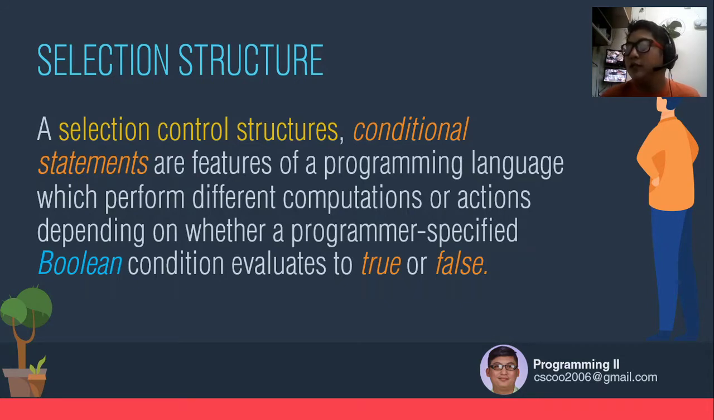The selection structure is a conditional statement, a feature of programming languages which performs different computations or actions. There is a certain identification of the block that needs to be executed depending on the condition. In selection or a conditional statement, you actually define a Boolean expression, which means the outcome of that is always true or false. So the condition is either false or true.